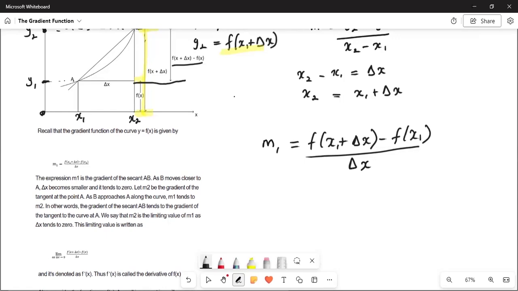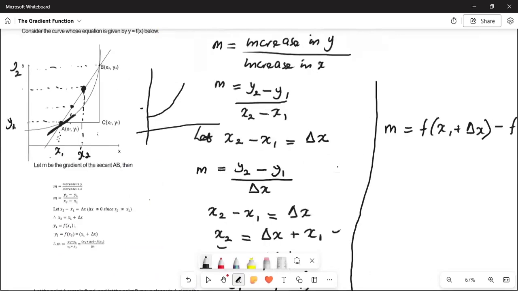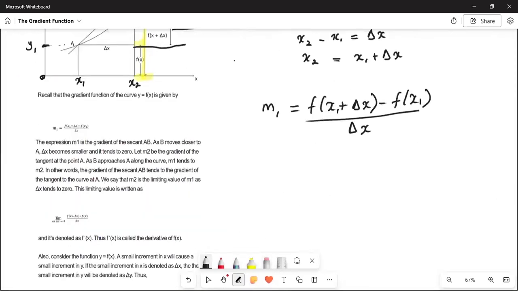That is the gradient of this function, y equal to f of x. Now, the expression m1 is the gradient of the second line, as we learned in the first graph. We got that value by taking the gradient of the line inside the curve, the second line. Now, if m1 is the gradient of the second line, we said earlier that as B moves closer and closer to A, delta x becomes smaller and smaller, and it tends to 0. If m2 is the gradient of the tangent at point A, then as B approaches A along the curve, m1 tends to m2.